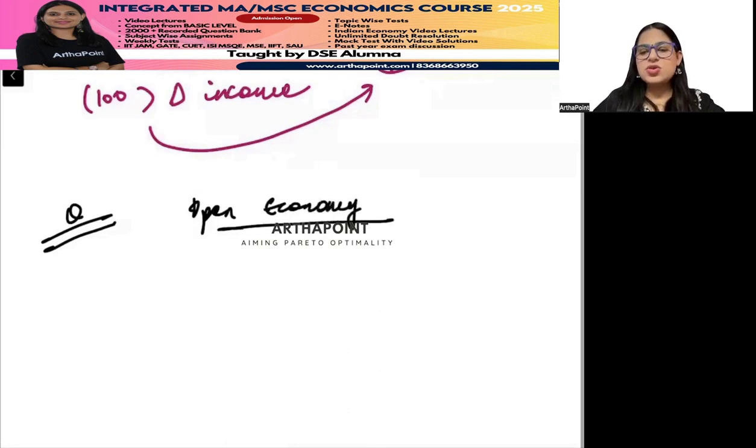They may ask you questions on the Mundell-Fleming model. They may ask you questions on BOP. So, just for example, if I ask you a question on what happens when there is an increase in interest rate in one of the economies, how will the flows move?